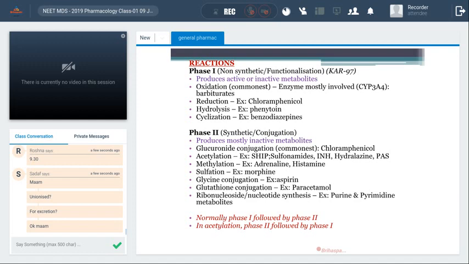So I just told you, normally a drug finishes absorption, distribution, then enters phase 1 metabolism, then phase 2 metabolism. That's how it normally goes. But only for those drugs which undergo acetylation, it is first phase 2 and then phase 1. Is that understood?